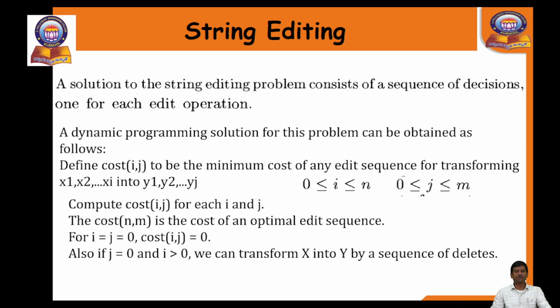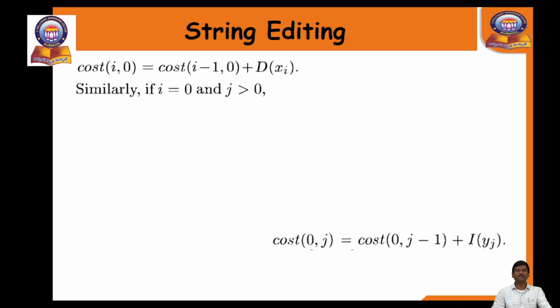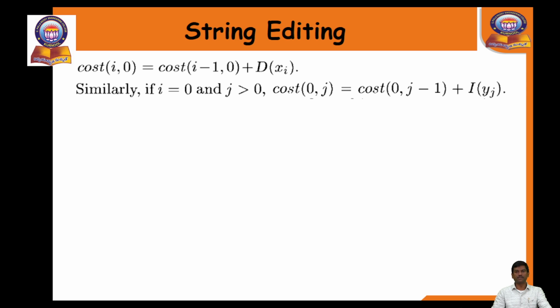Also, if j equal to 0 and i is greater than 0, then we need to transform x into y by the following edit sequences. So these are some of the formulas or equations which have to be taken into consideration to transform x into y and find the cost. That is, cost of i comma 0 is given as cost of i minus 1 comma 0 plus delete operation on xi. Similarly, if i equal to 0 and j is greater than 0, a separate equation is involved, that is cost of 0 comma j, which is given as cost of 0 comma j minus 1 plus I, where I stands for insert, D stands for delete.